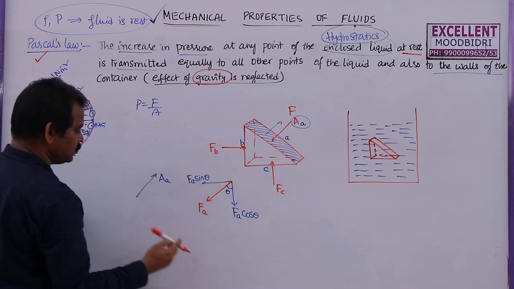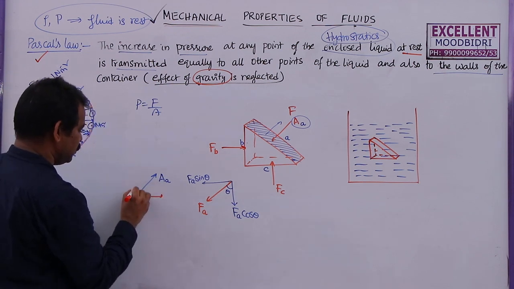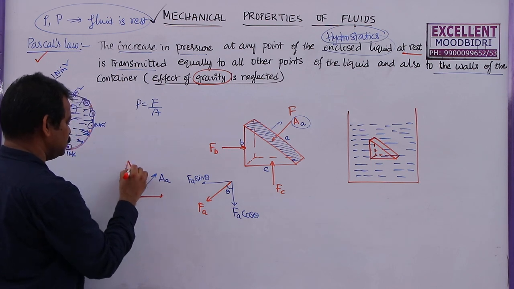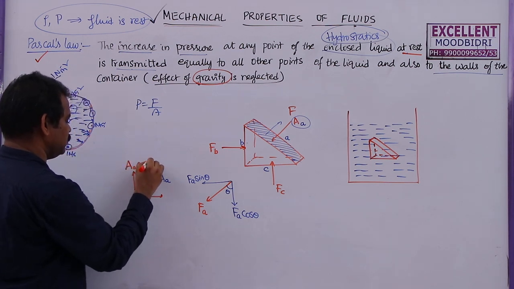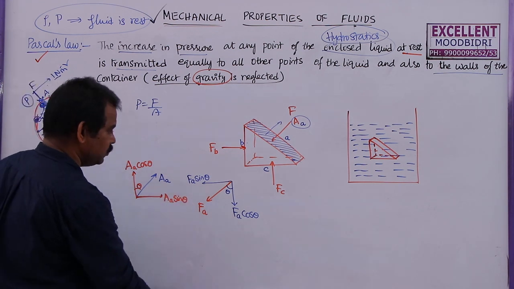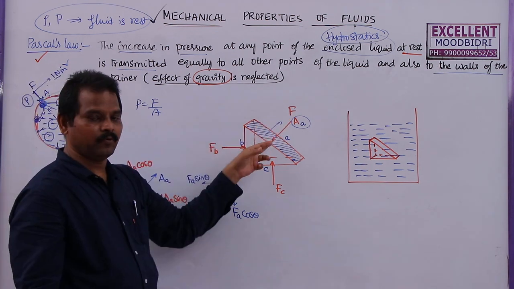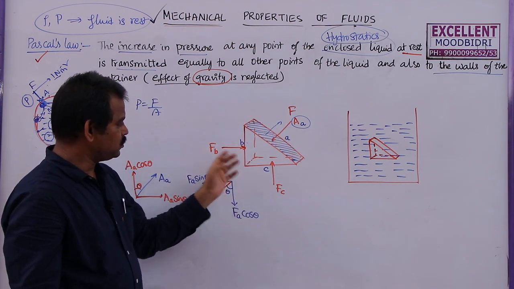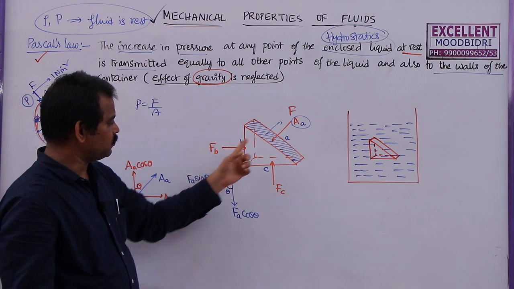So this can also be resolved into two components here. As it is theta, this will become theta. This is AA cos theta. This is AA sin theta. So actually I am showing only one force that is acting on this surface, and these two forces can be resolved, can be written in terms of this one.